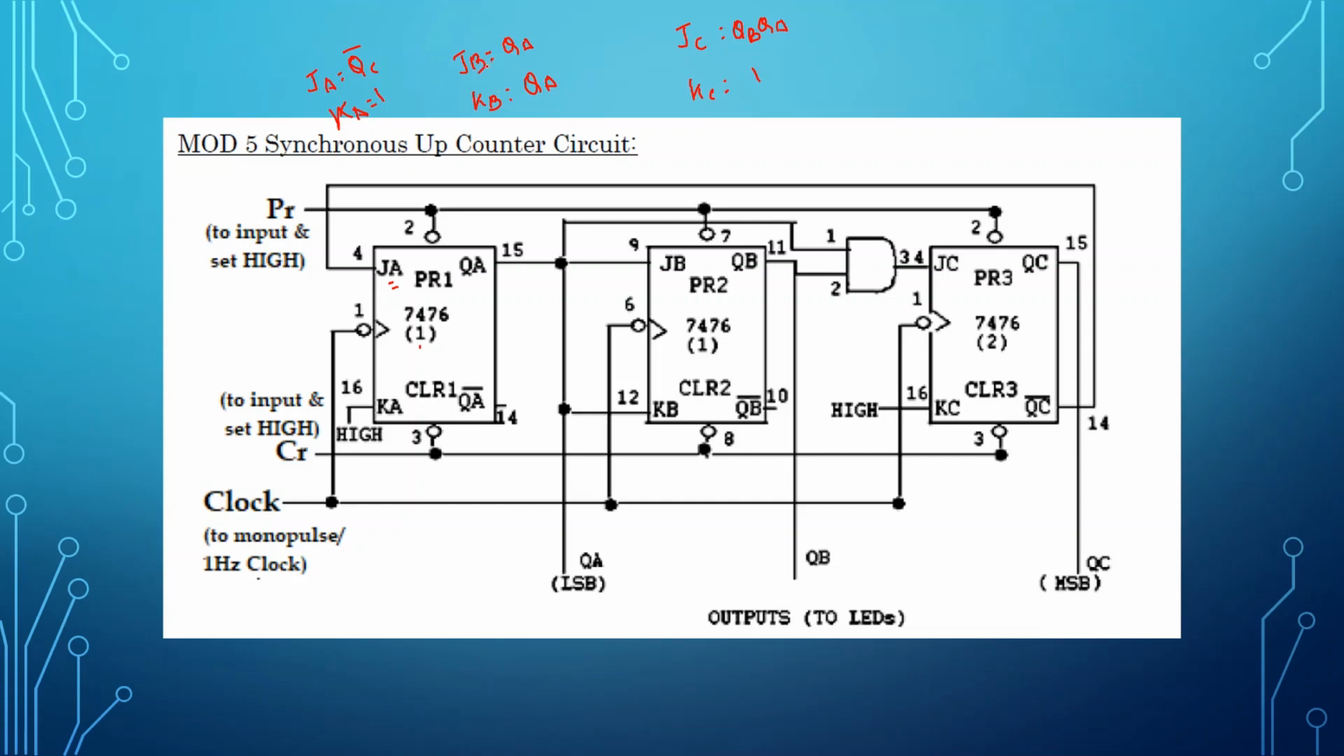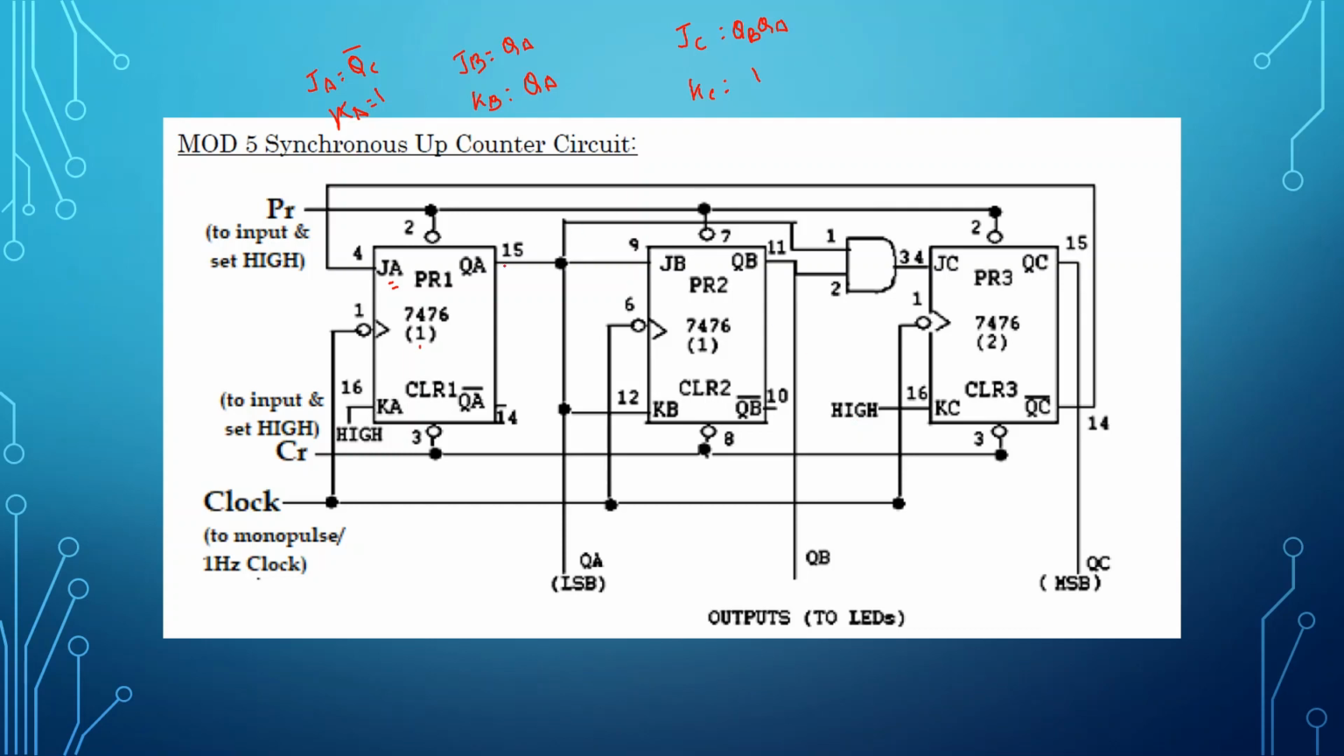JB is QA, so I connected QA to JB. KB is also QA, so I've taken from here and connected it to KB. What is JC? JC is QB into QA. So QA is here, and you can take it from here and connect it to an AND gate. It has to be ANDed with QB. So both are ANDed and the output is given to JC. What is KC? KC is 1, so it is high.